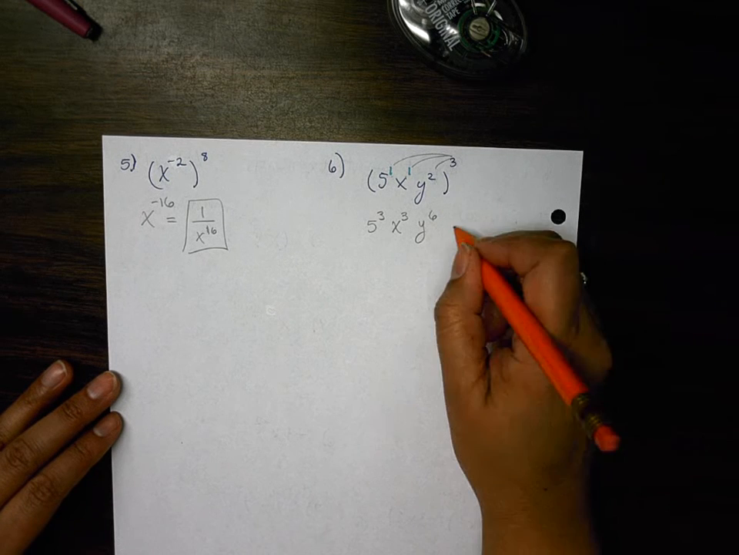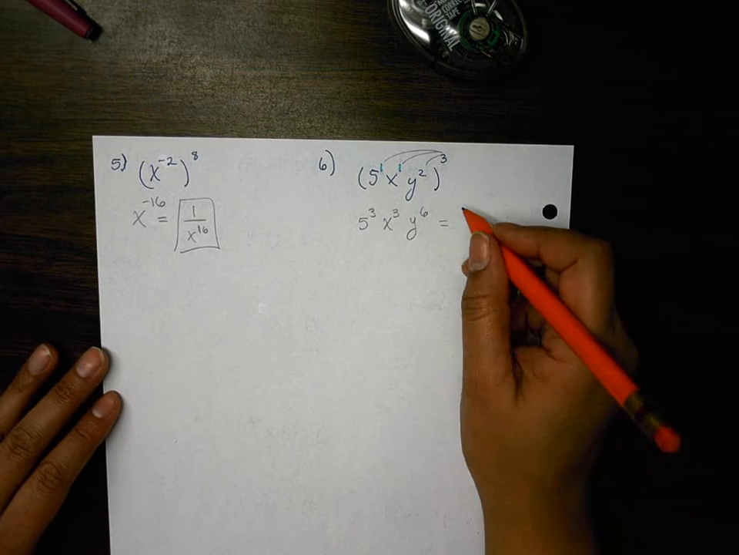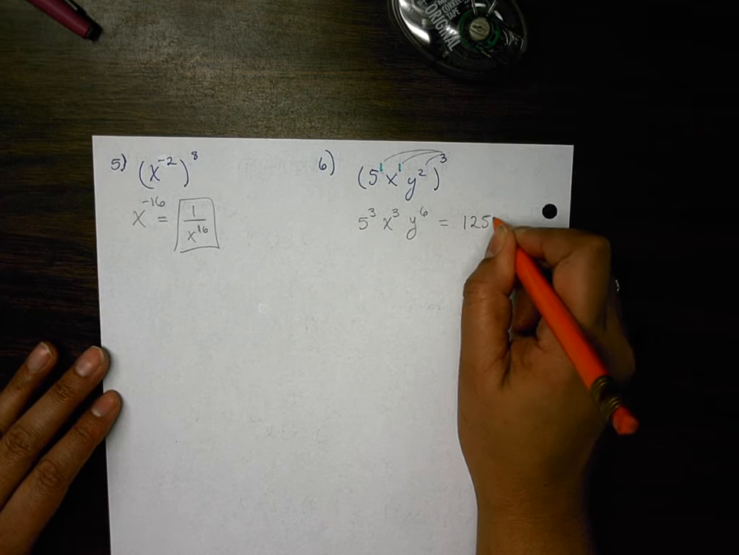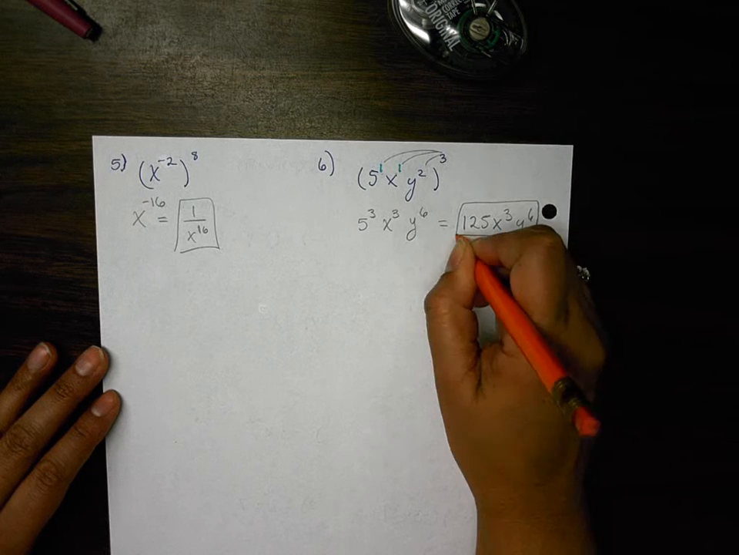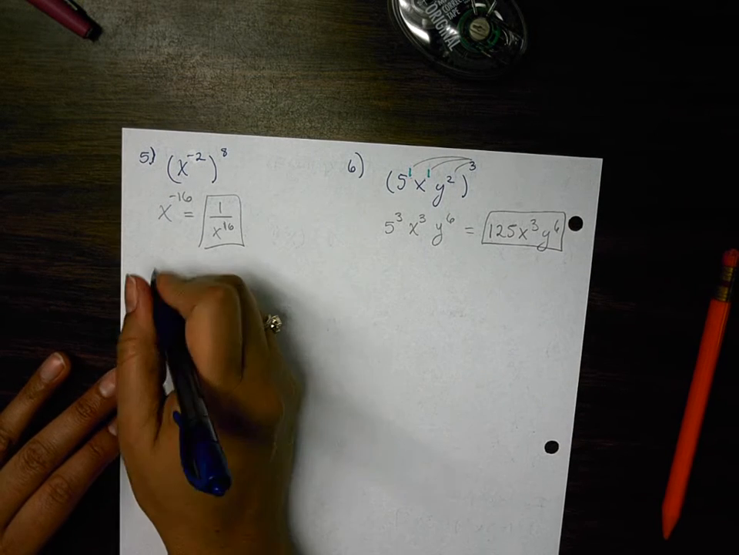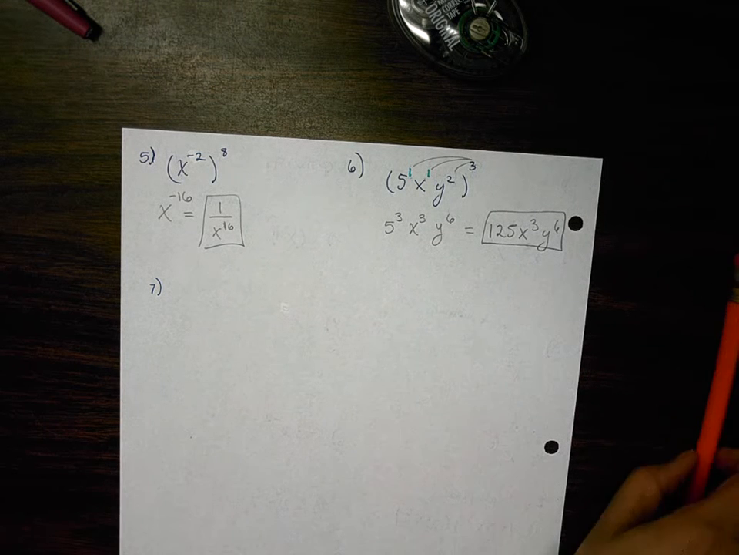Okay, this one you will have to work out. We talked about it earlier. What's 5 to the third? 125, and then x cubed y to the 6th is your final beautiful answer. Questions on that one? No questions?